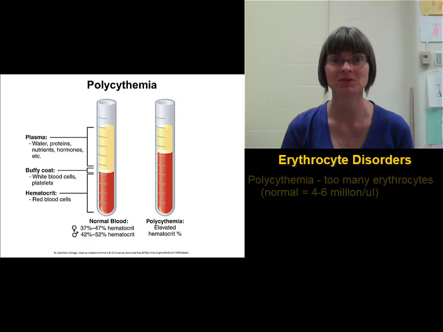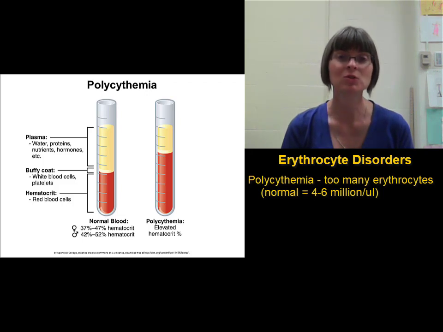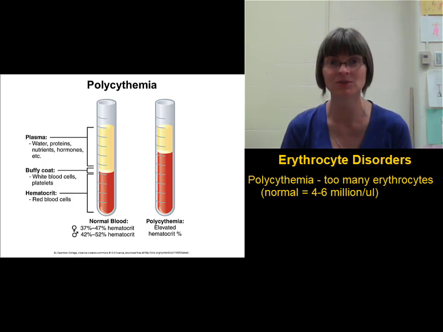Another interesting blood disorder is polycythemia. Polycythemia is having too many erythrocytes. So the normal number of erythrocytes in the blood is 4 to 6 million erythrocytes per microliter. If you have more than that, you have polycythemia. We see this in the blood lab as having a high hematocrit.